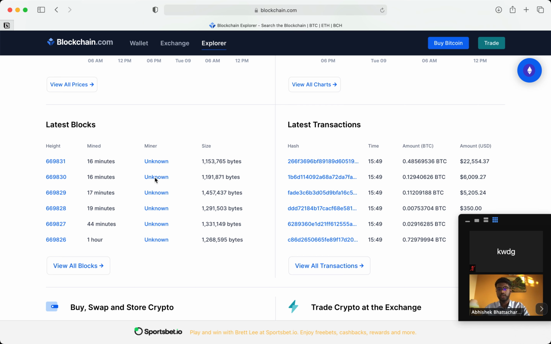Very important clue here: take a look at when the block was mined. 16 minutes ago from now. Another block was mined 16 minutes ago from now. So that means both these blocks, the 30th and 31st, were mined around the same time, 16 minutes ago. That means the transactions between 30 and 31 didn't even take a second or a minute or a few minutes to be confirmed on the Bitcoin network, right?